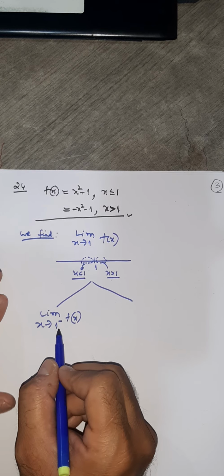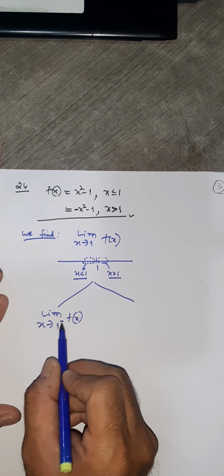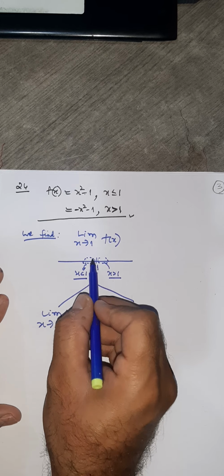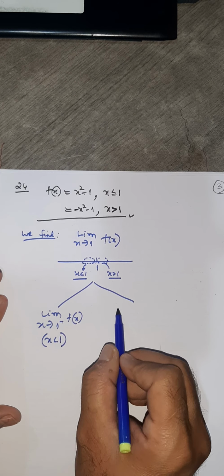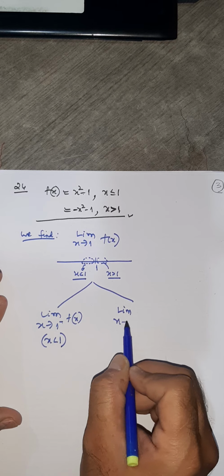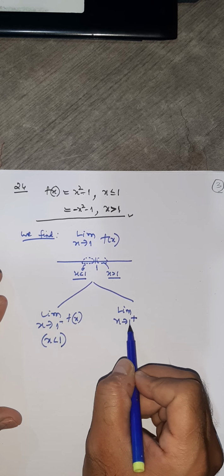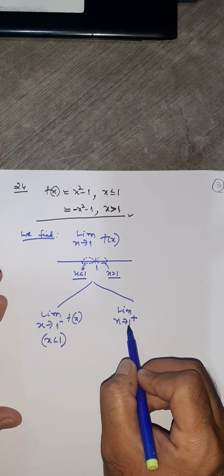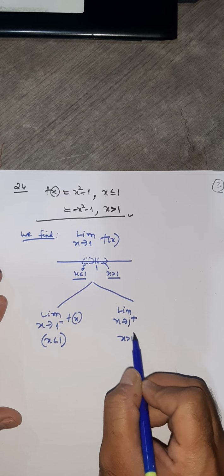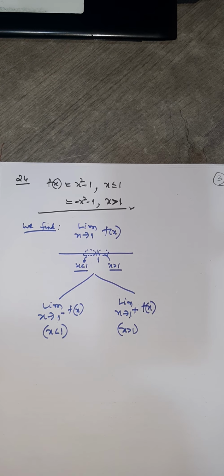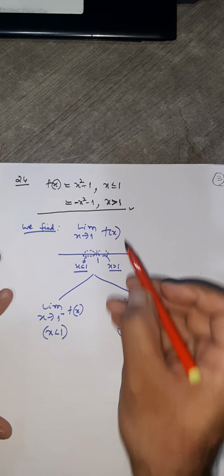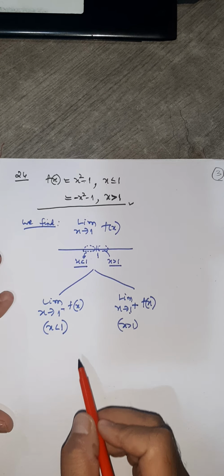Again I am emphasizing, this does not mean 1 is negative. It means you are taking values from this side. So, here x is less than 1. Remember. Limit x tends to 1 from the right. You have to keep 1 only. This is just a symbol. This means x is more than 1. And here f(x). Why have I considered two different limits? Because here the function is defined for less than or equal to 1 and greater than 1.